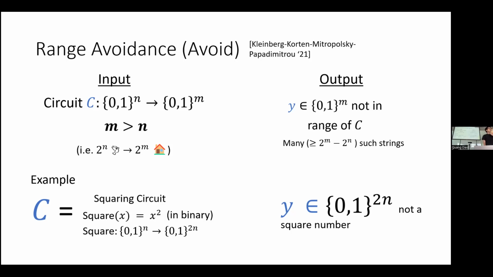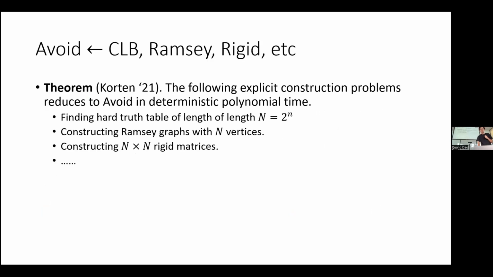Question. If you solve this problem, do you solve the question about how to construct a hard circuit? Yes, so we can see. This is a very recent result of Gordon, although it's not very hard. The following explicit construction problems can be reduced to range avoidance in deterministic polynomial time. For example, finding a hard truth table of length 2 to the n against 2 to the epsilon n size circuits can be reduced to range avoidance, and also constructing Ramsey graphs and constructing rigid matrices.